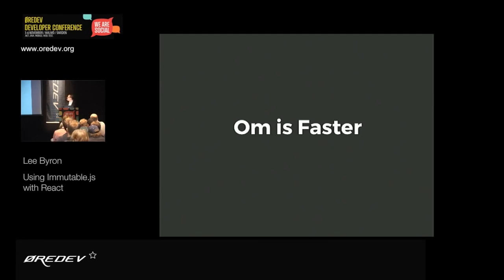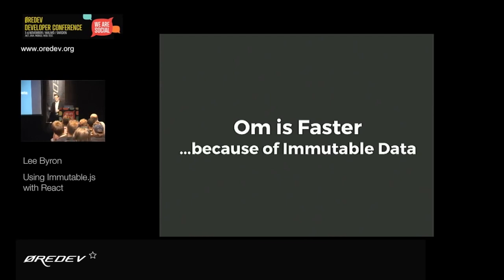How does it do this? It is faster because of immutable data. Because Clojure is a functional programming language, its data structures are persistent immutable data structures, actually with very similar implementations to the ones in Immutable.js. They do not have to return true by default for shouldComponentUpdate. They have pure render mixin turned on by default.